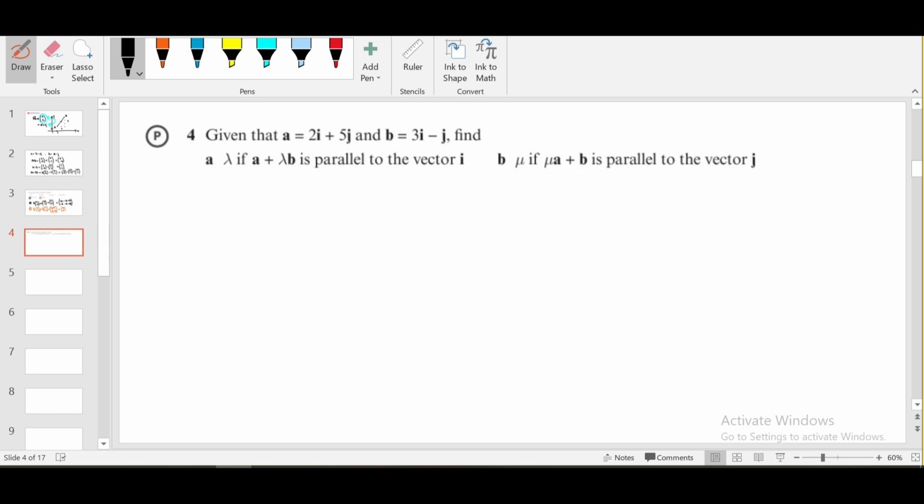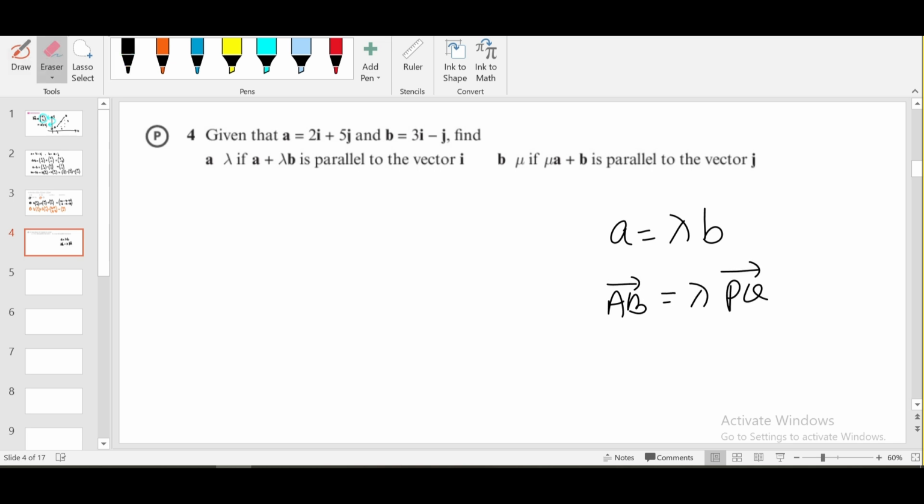If it's parallel, then they're not equal in length. They're not equivalent. One vector will be a scalar multiple of another one. Did you take note of it? AB is equal to lambda times PQ or something. That's the condition. We use lambda or mu here.